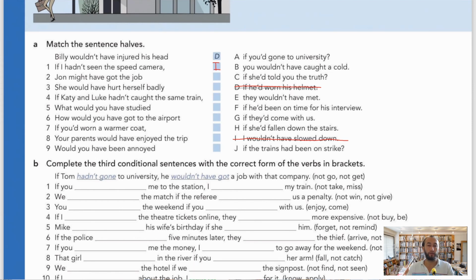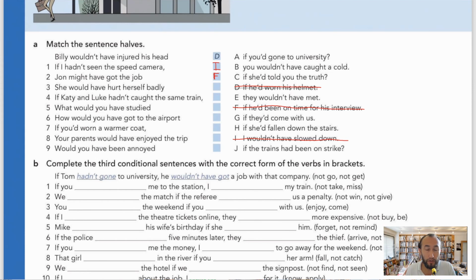John might have got the job. If goes well here: if he'd been on time for his interview. So John was not on time for the interview, right? Because if he'd been, it means he wasn't on time for the interview, and that's why he didn't get the job. So now we're imagining the opposite. If he'd been on time for the interview, John might have got the job.